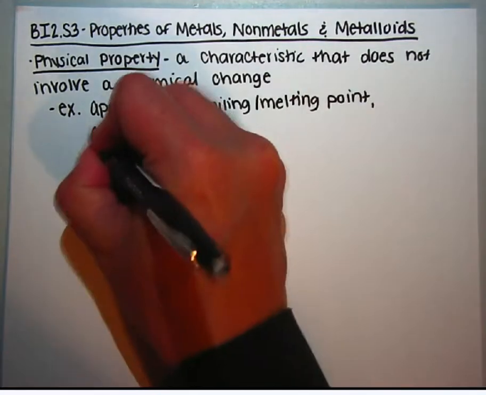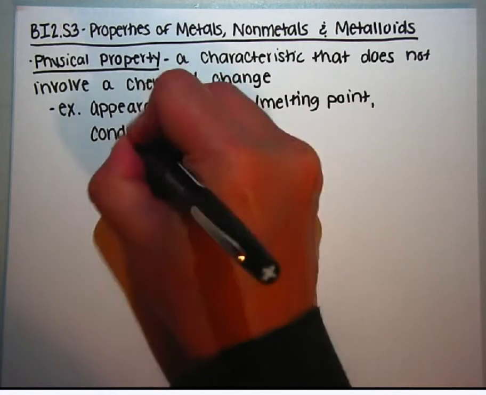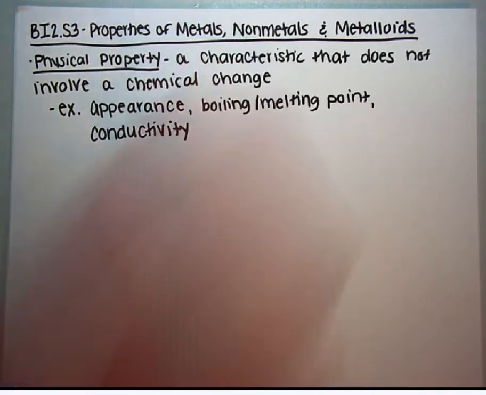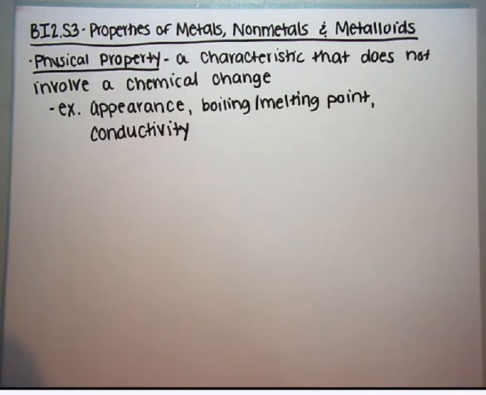Another example, conductivity. Does the unknown conduct heat or electricity? Think about a pan when you're cooking. That metal gets hot. It is a conductor of heat.